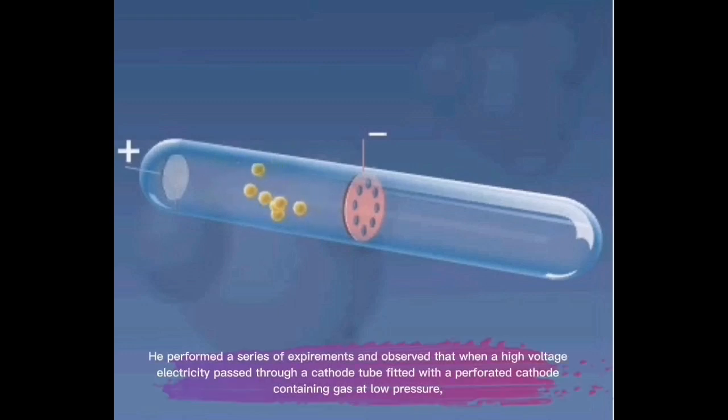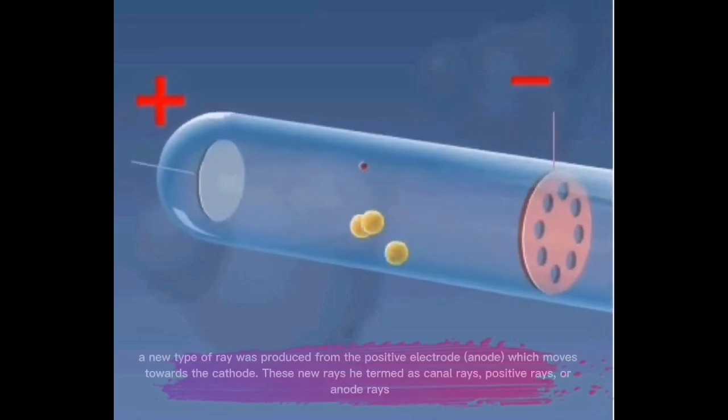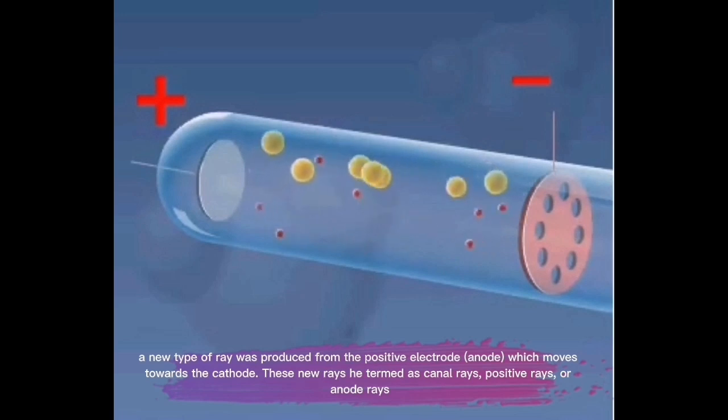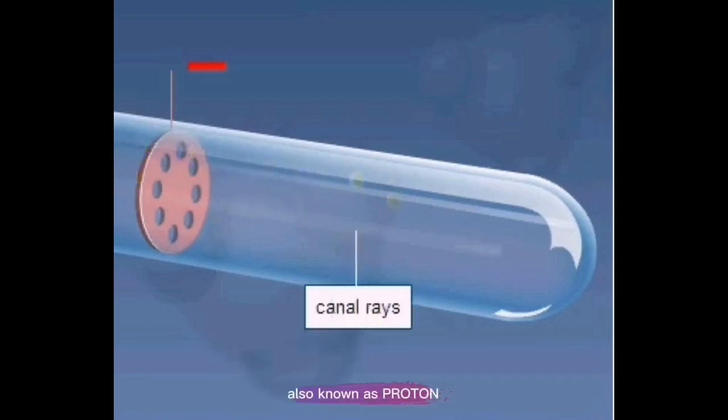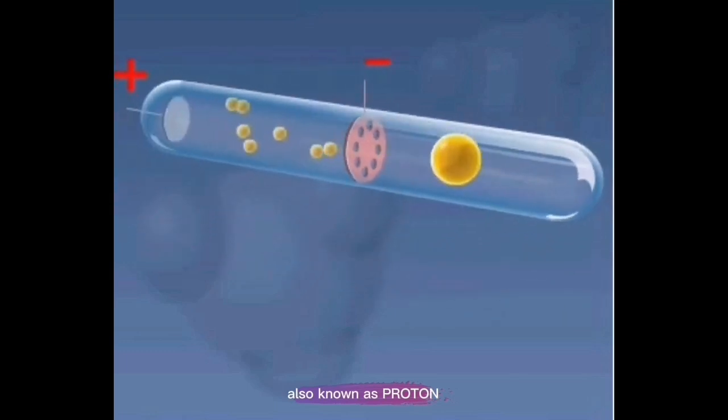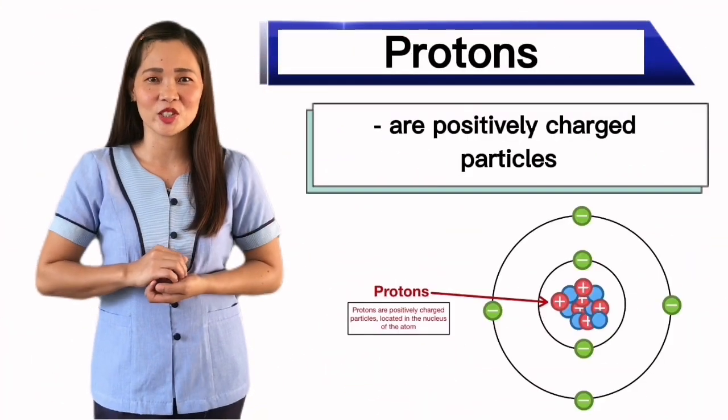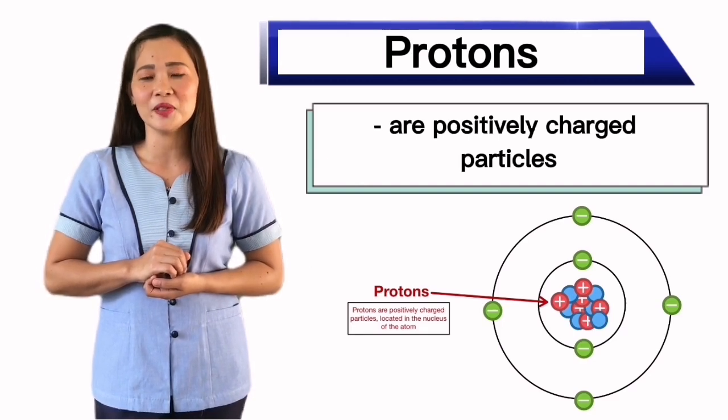He performed a series of experiments and observed that when high-voltage electricity passed through a cathode tube fitted with a perforated cathode containing gas at low pressure, a new type of ray was produced from the positive electrode, which moves towards the cathode. These new rays, he termed canal rays, positive rays, or anode rays, also known as protons. Protons are the positively charged particles found inside the nucleus of an atom.